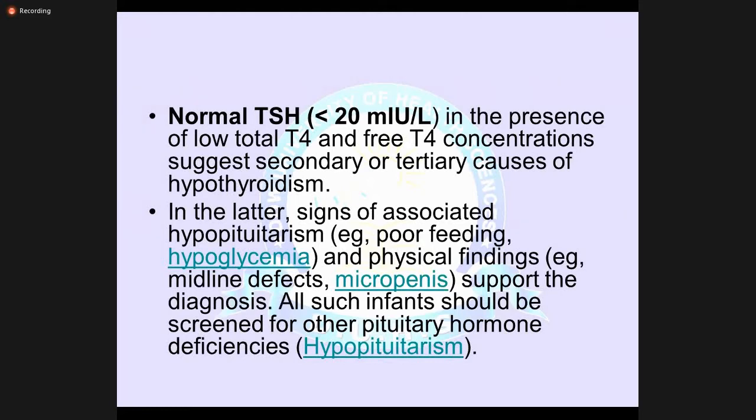All such infants should be screened for other pituitary hormone deficiencies. You would like to check the growth hormone level, the adrenocorticotropic hormone level, the luteinizing hormone level, and the follicle stimulating hormone level, meaning those hormones that are produced by the anterior pituitary. If they are deficient and the TSH is deficient, most likely this is secondary hypothyroidism. The problem lies with the pituitary gland.